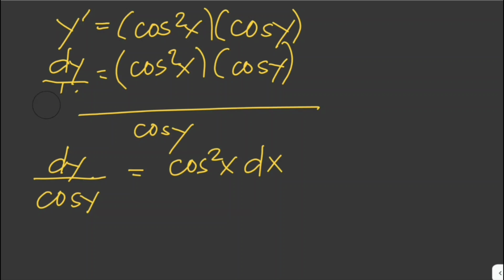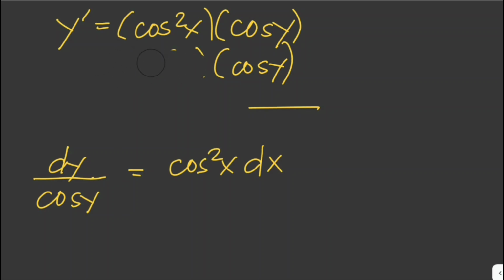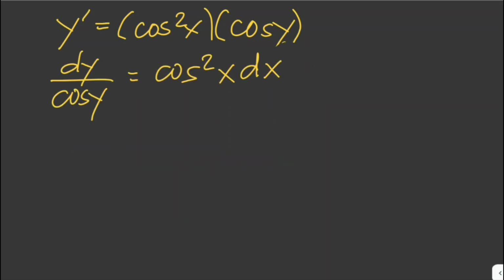So this is now our variable separable equation. Now we integrate both sides of the equation. So that will be the integral of dy over cosine y equals the integral of cosine squared x dx.